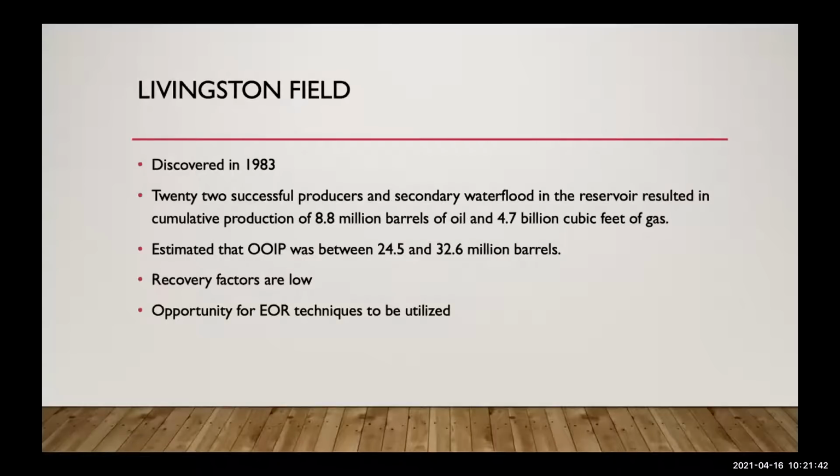Livingston field was discovered in 1983. Since that time, 22 successful producers and a secondary water flood in the reservoir has resulted in the cumulative production of approximately 8.8 million barrels of oil and 4.7 billion cubic feet of gas. Several previous field studies have estimated that the original oil in place was between 24.5 and 32.6 million barrels. This indicates that the recovery factors are low. There are opportunities for EOR techniques to be utilized.